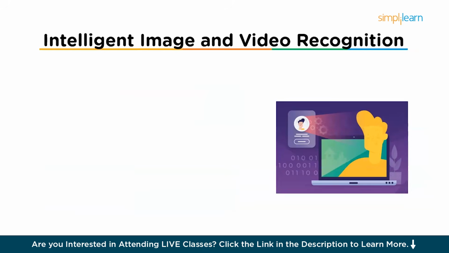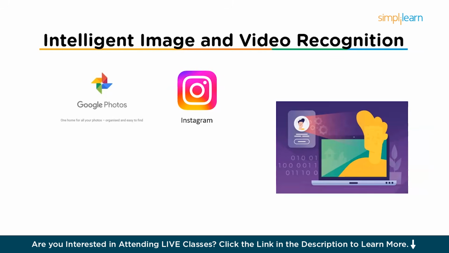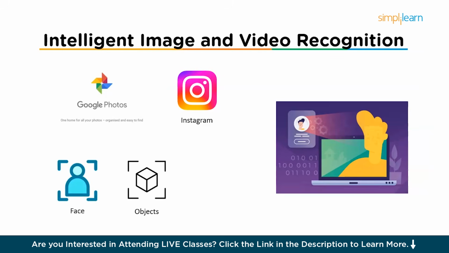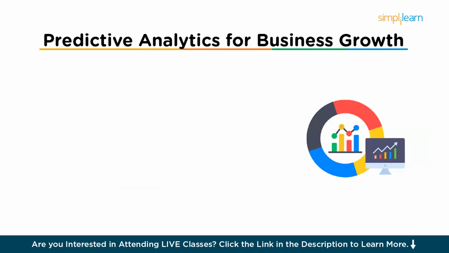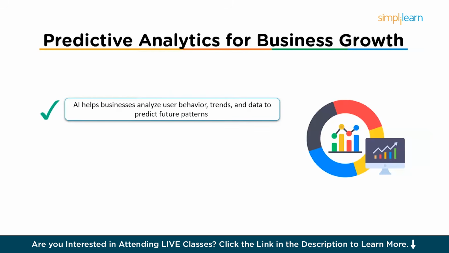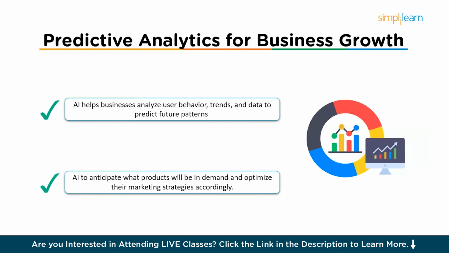Now moving on to the next one, we have intelligent image and video recognition. So web apps like Google Photos and Instagram use AI to recognize faces, objects and even categorize images. Features like Google Lens let you search for products or landmarks simply by taking a picture. Now moving on, we have predictive analytics for business growth. So AI helps businesses analyze user behavior, trends, and data to predict future patterns. So e-commerce platforms use AI to anticipate what products will be in demand and optimize their marketing strategies accordingly.